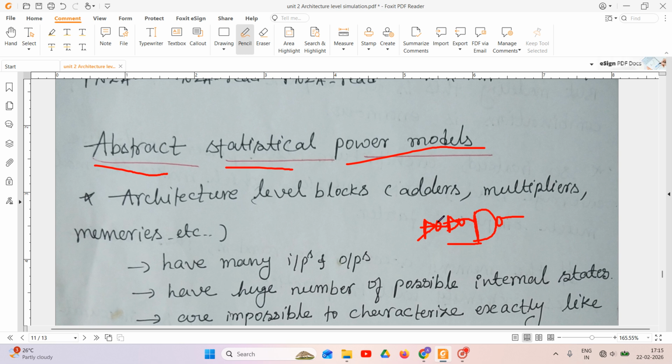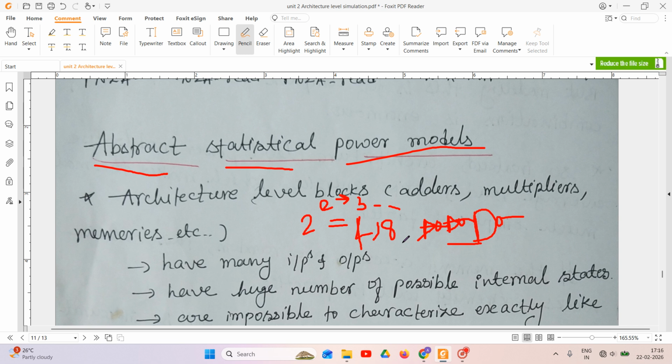So if the input bits are 2, the total number of input combinations is 4. You know that 2 to the power of 2 is equal to 4, isn't it? Here 2 means the number of bits. If it is 3, the number of input conditions is 8. As the bit length increases, the input conditions also increase, so power utilization will also be more. So it is highly impractical to estimate power in gate level analysis.